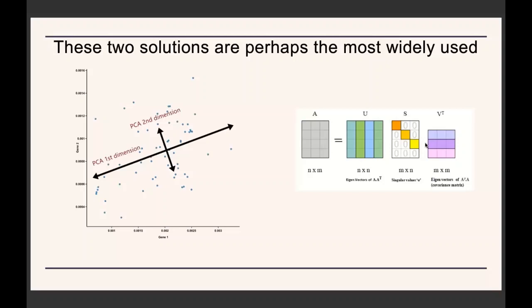The only difference is that in SVD, we use a different approach. The eigenvalue decomposition has been replaced by singular vectors and singular values. Now what are these singular vectors and singular values?